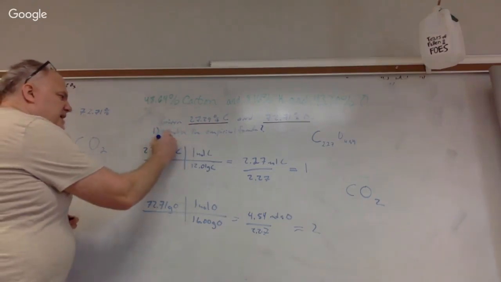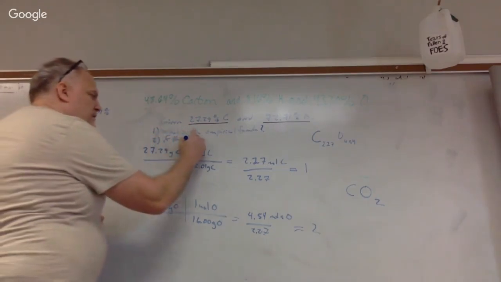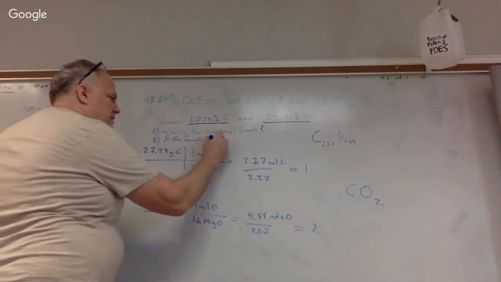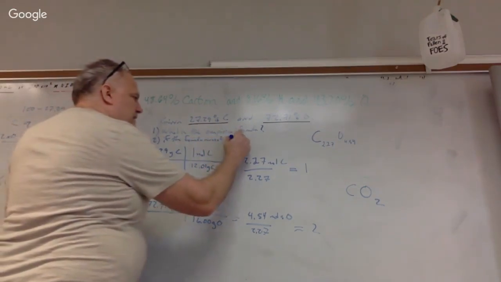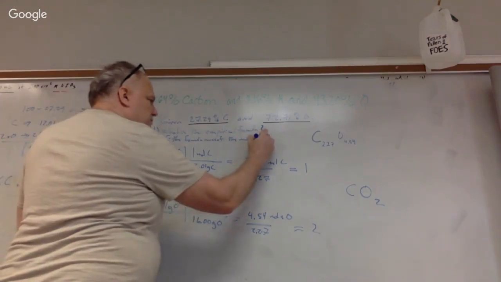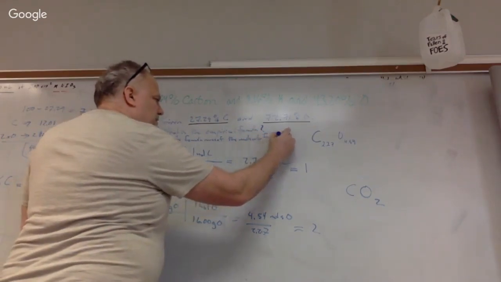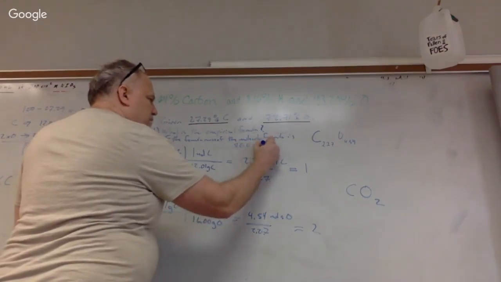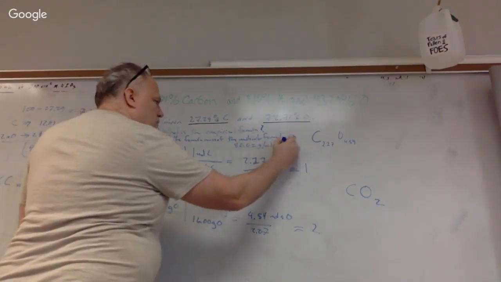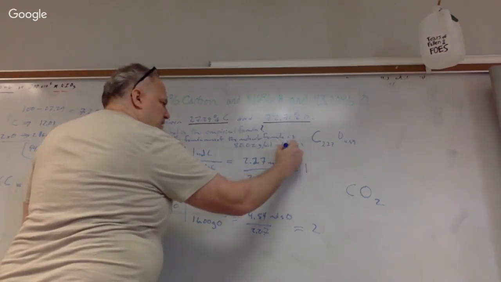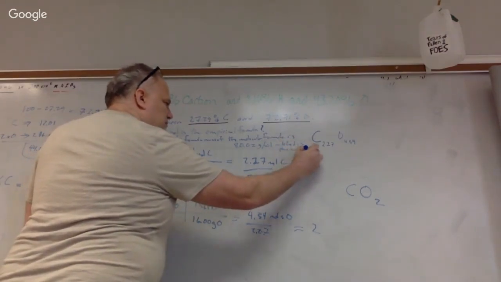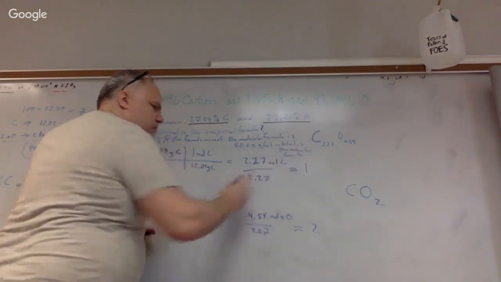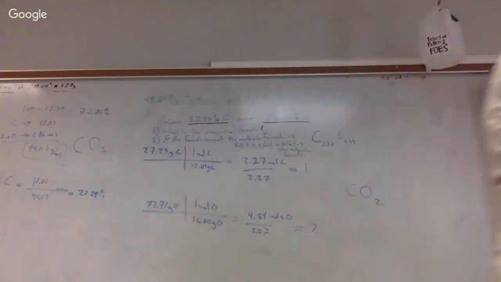Step 2 is this. If the formula mass of the molecular formula is 88.02 grams per mole, what is the molecular formula? This can be a little bit more convoluted, so write it down and I will try and explain it to you, please. Can I ask a question?